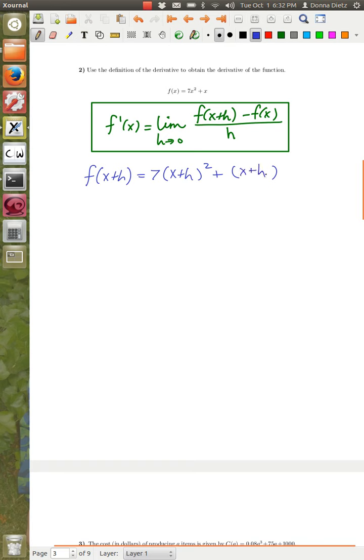Okay, so you just make your template for your 7x squared plus x, and then you dump in, instead of where you would normally put x, you put x plus h.